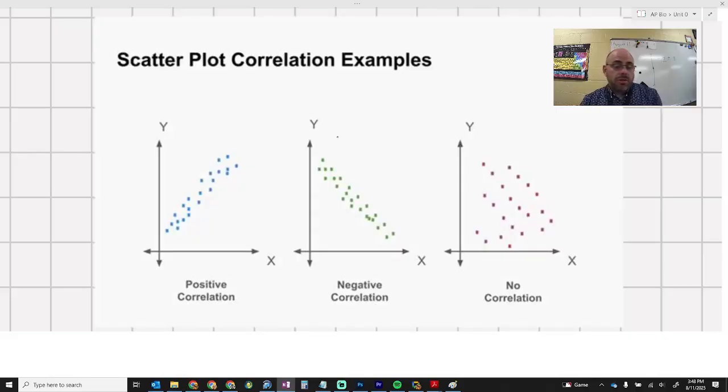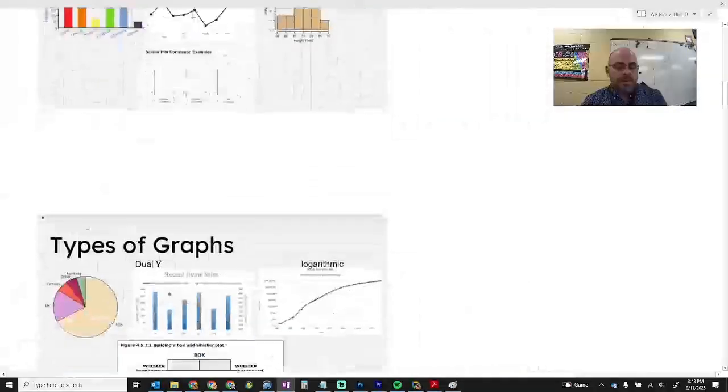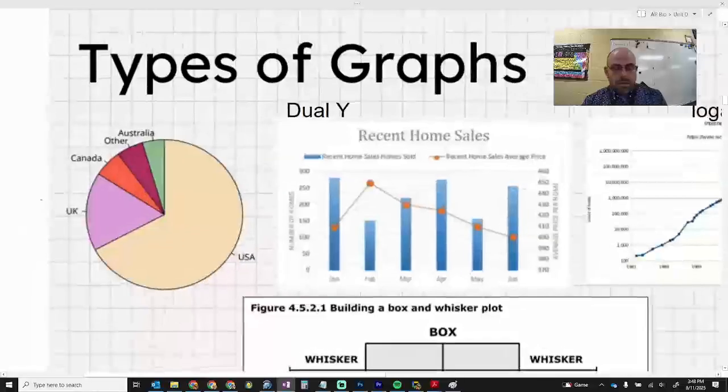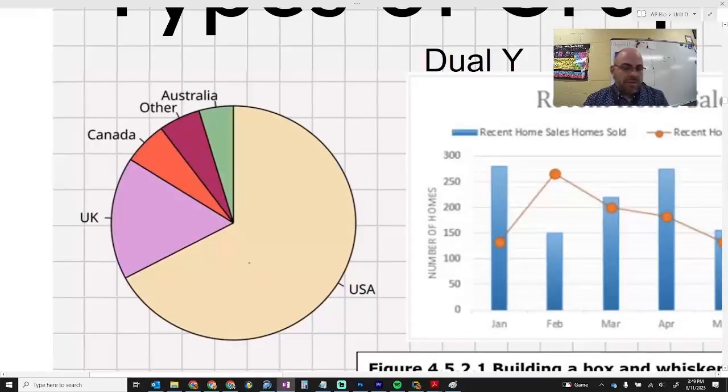Researchers were attempting to determine if there was a relationship. As soon as you see those words, immediately think scatter plot. A couple other graphs that you may see, the pie chart. I love that this pie chart has no title or anything, so there's no way of knowing what the USA has 67% of and the rest of the countries have less of.